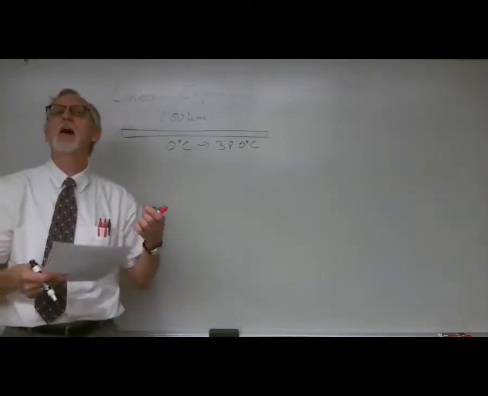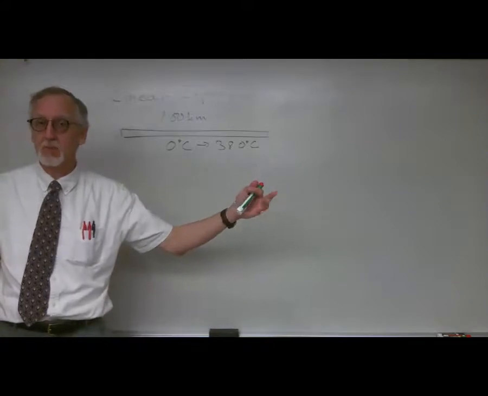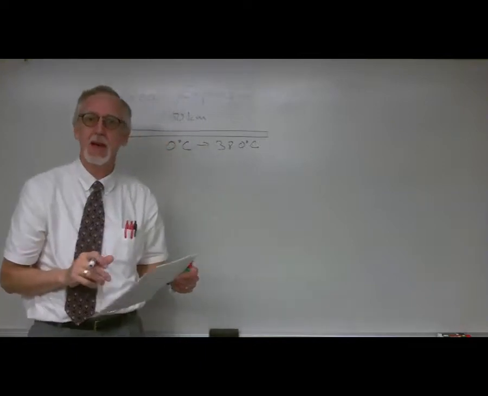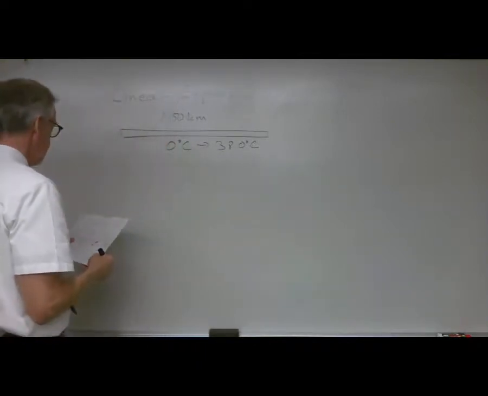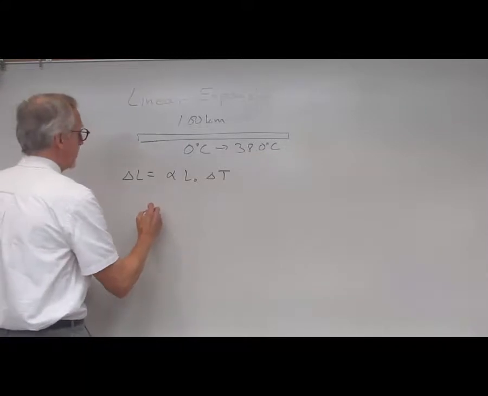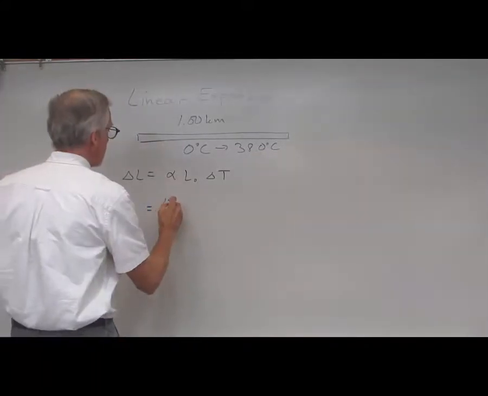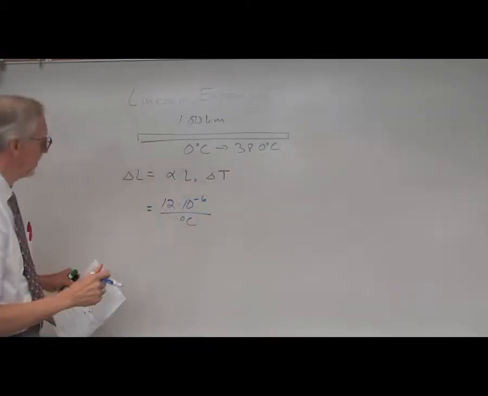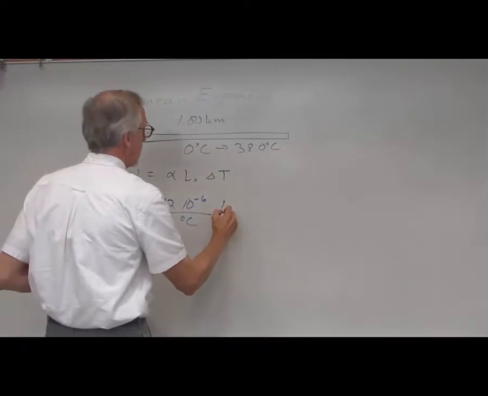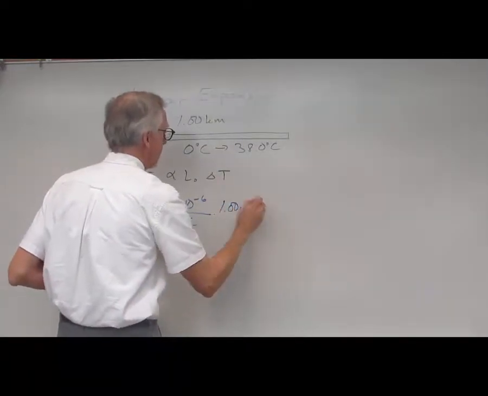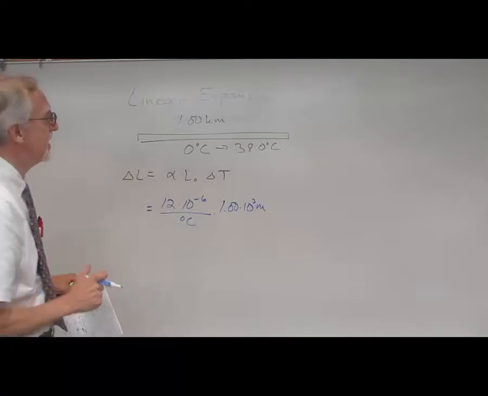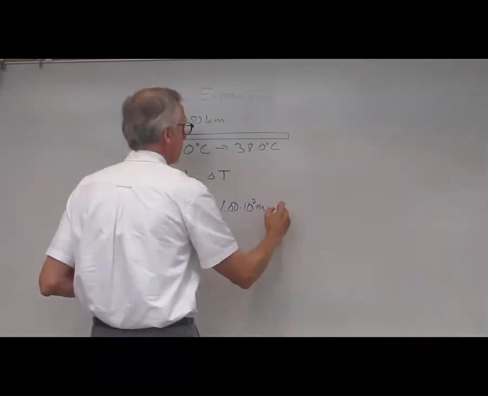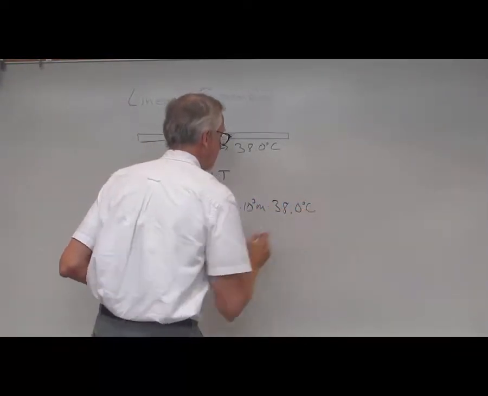Well, just ask yourself, how much do you think this railroad track will expand? Maybe just a little bit, a few millimeters, a millimeter, a centimeter, something like that. So let's figure it out. Let's put the numbers in here. What we have for alpha for steel is 12 times 10 to the minus 6 per degree Celsius. Our initial length is 1 kilometer, or 1 times 10 to the 3 meters, times delta T. Now we're going from 0 to 38, so final minus initial, that's 38.0 degrees Celsius.